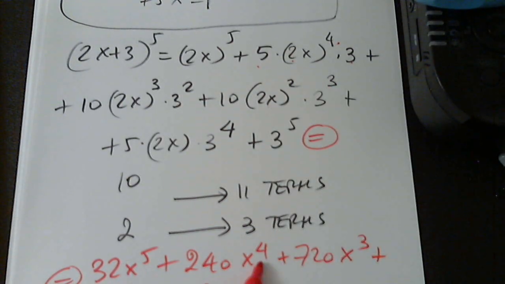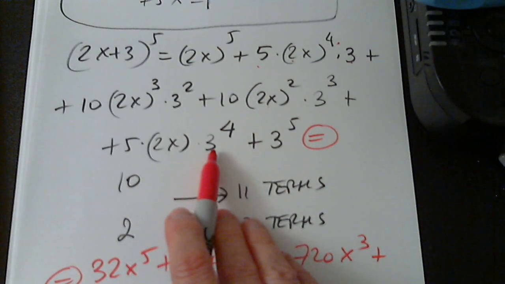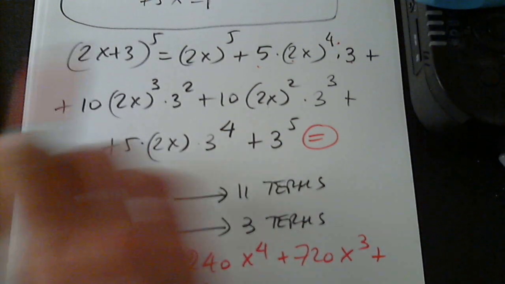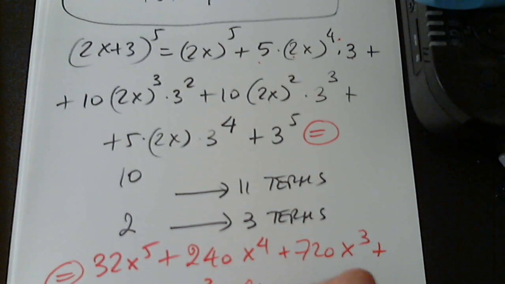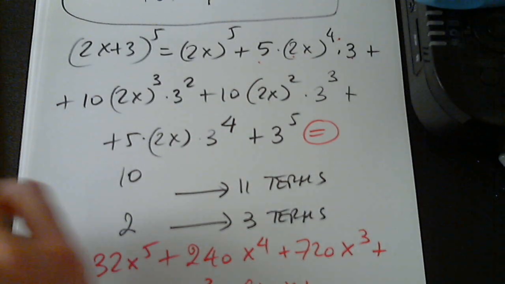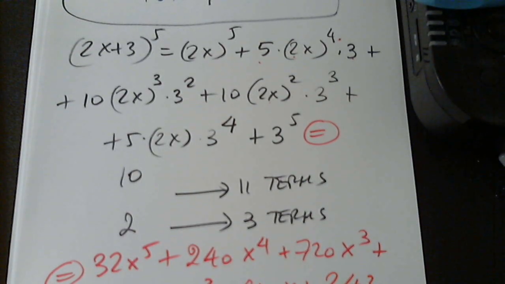So power 5, power 4, power 3, power 2. We're here now. 3 to the 4th, 81 multiplied by 10. So 810 x plus 243. 1, 2, 3, 4, 5, 6 terms.